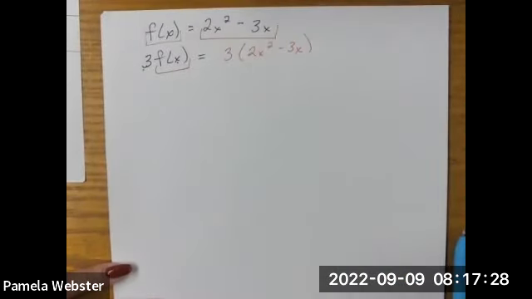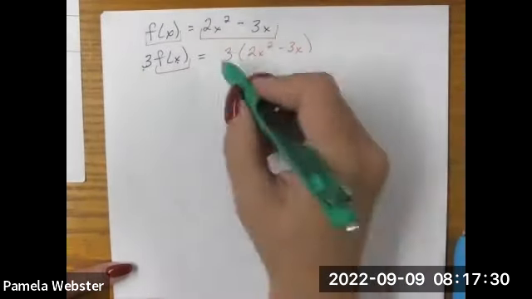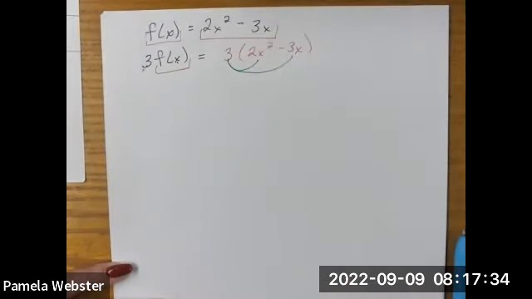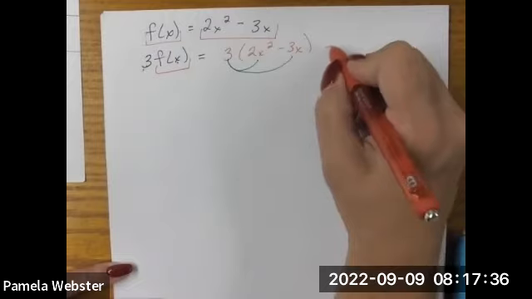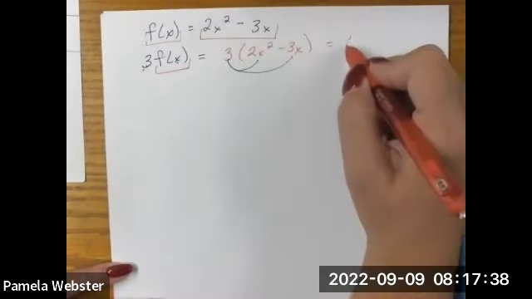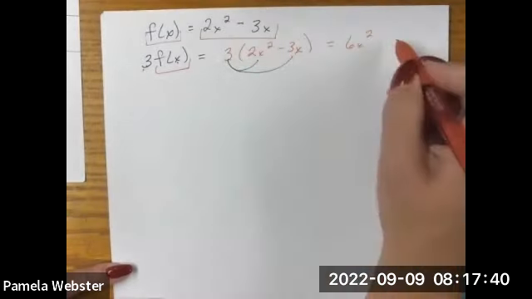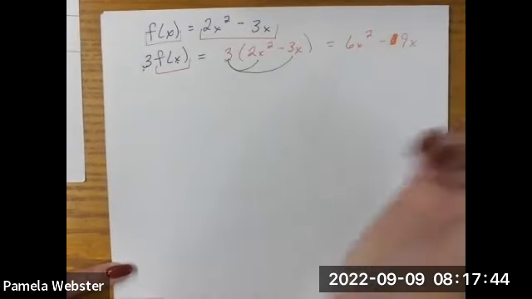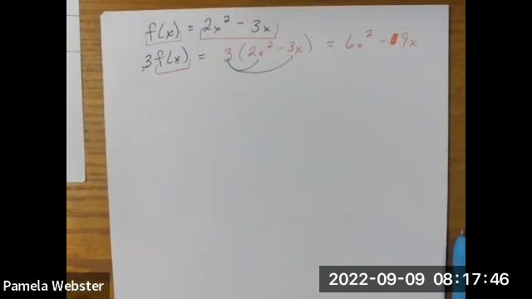And then remember that whenever you're multiplying this stuff, you have to distribute. So the 3 times the 2x squared and the 3 times the negative 3x. So I'm going to go one little step over here and say that's 6x squared minus 9x. Oops, 9, sorry about that. 6x squared minus 9x. So it just depends on what they ask me to do.